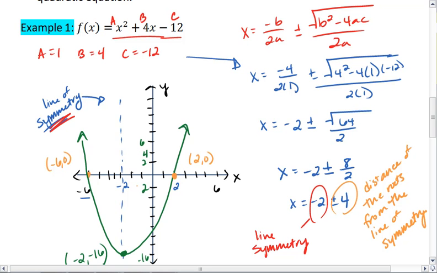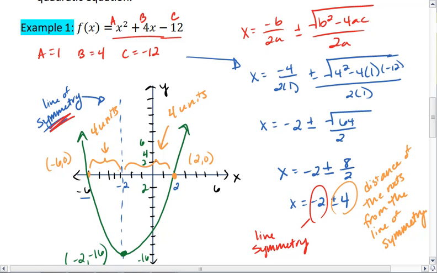So we notice that negative 2 and positive 2 are 4 units away from each other. And we have the same thing with negative 2 and negative 6. So if we have the quadratic equation, we can plot our line of symmetry, and then we can plot our two roots by going 4 to the right and 4 to the left of this line of symmetry.